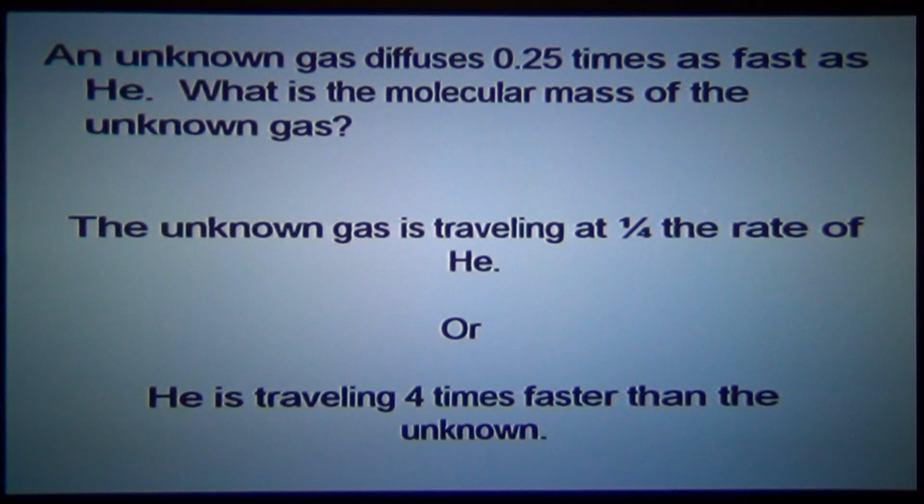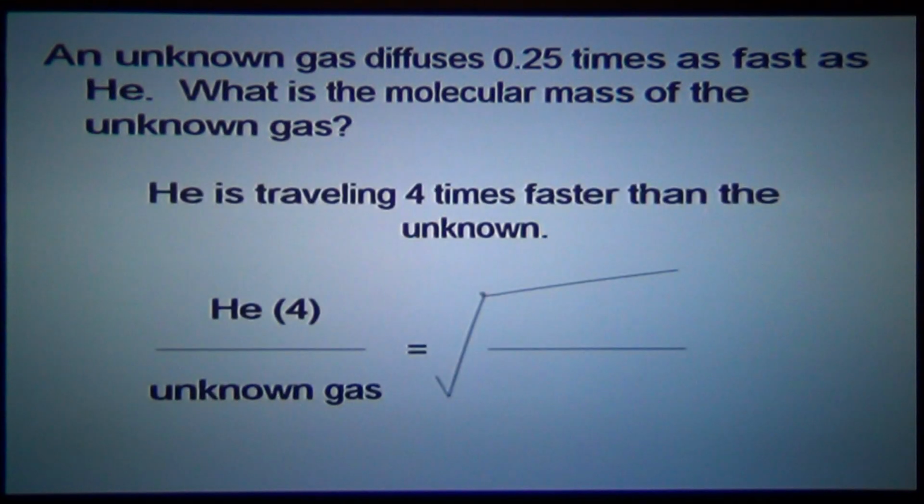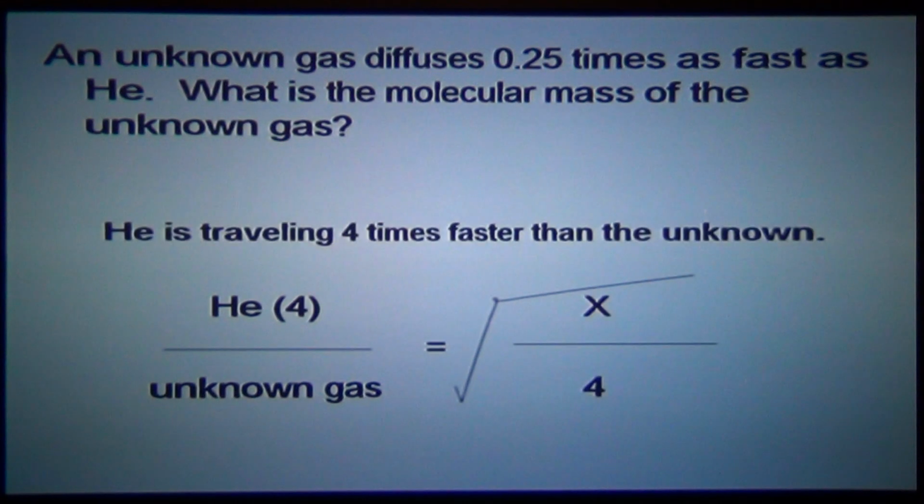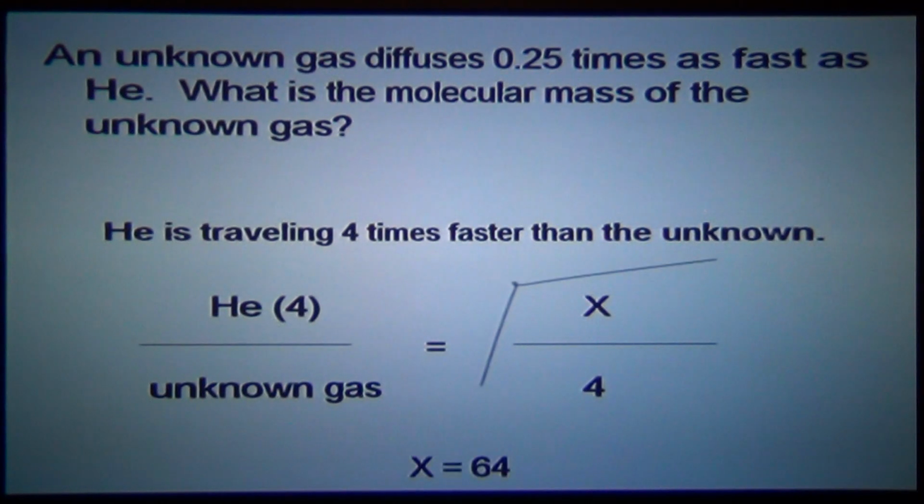So we can set this up very similar to the way we did the last one. We can now put 4 over the unknown gas is equal to, once again, the molar mass of helium, which is known, that is 4. And solving for X here is just like we did before, taking the square of both sides and then multiplying through by 4 to solve for X. And the molar mass of this gas would be 64.